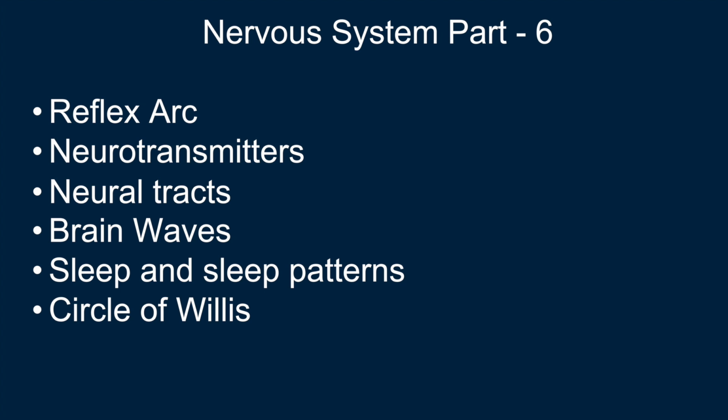In this nervous system part 6, we will cover reflex arc, neurotransmitters, neural tracts, brain waves, sleep and sleep patterns, circle of Willis.